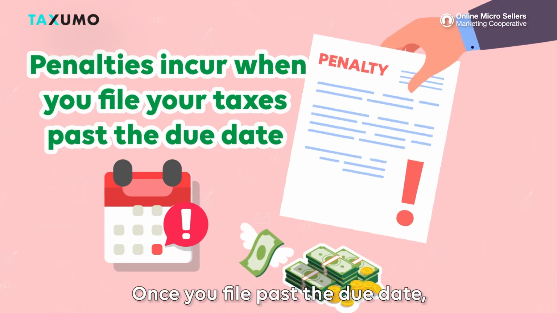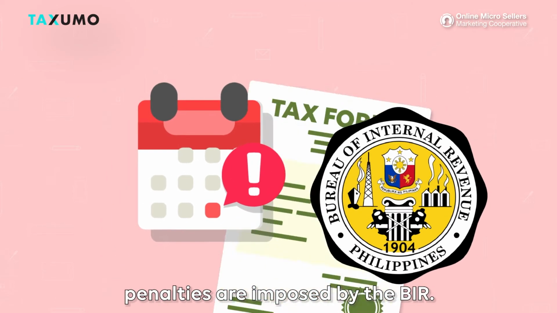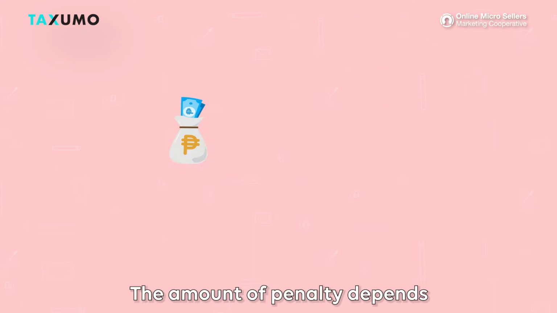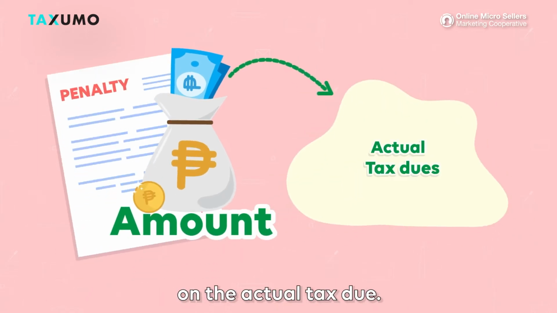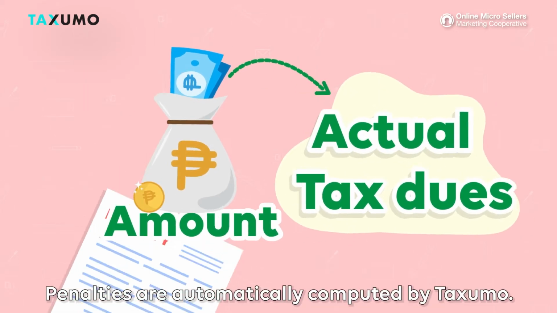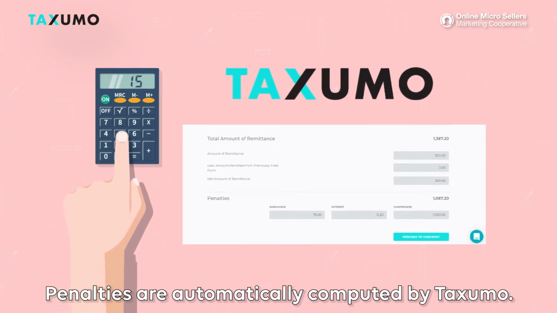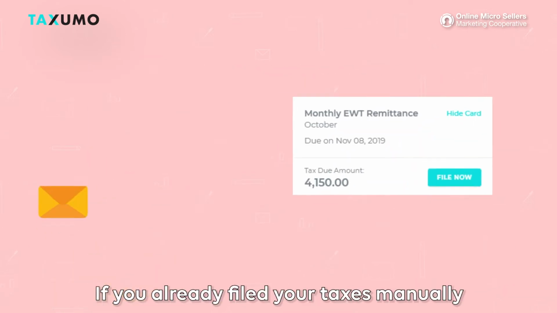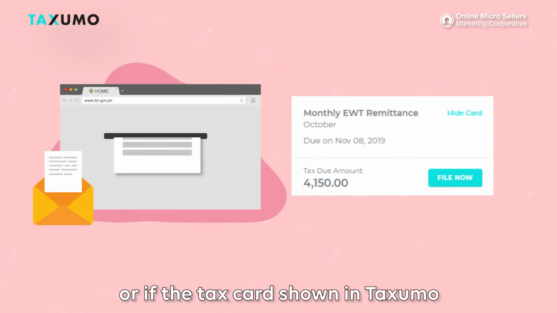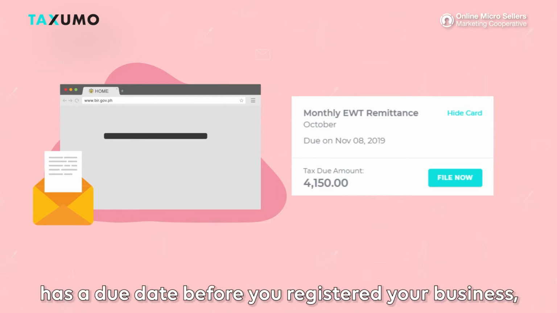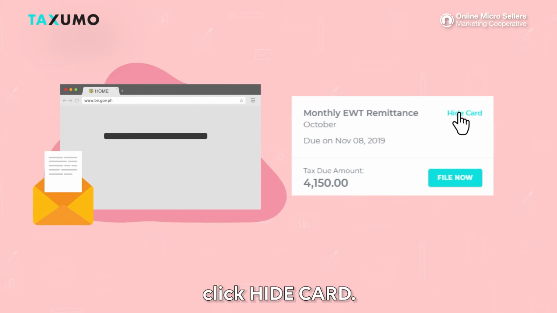Once you file past the due date, penalties are imposed by the BIR. The amount of penalty depends on the actual tax due. Penalties are automatically computed by Taxumo. If you already filed your taxes manually, or if the tax card shown in Taxumo has a due date before you registered your business, click Hide Card.